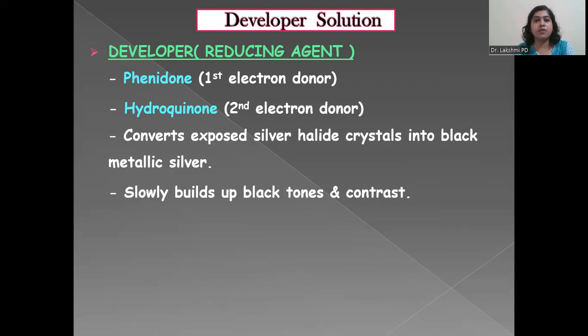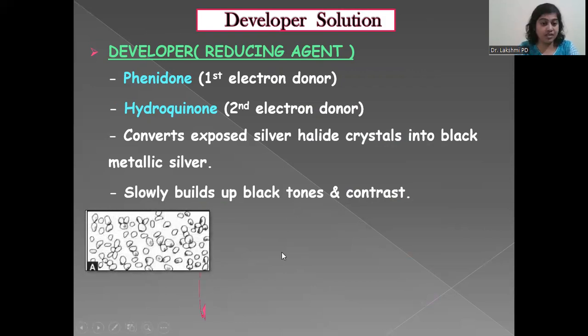Here, always keep in mind, only exposed crystals which have a latent image in them are converted into black metallic silver grains. The unexposed crystals remain unaffected throughout this reducing process. So as and when metallic silver is deposited by the process of reducing, it will slowly start developing black color tones, as well as help in building the contrast of the radiographic image.